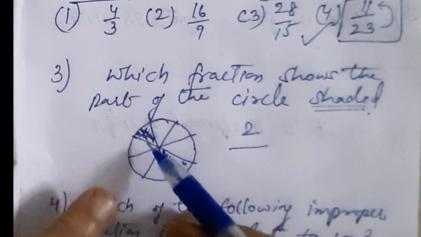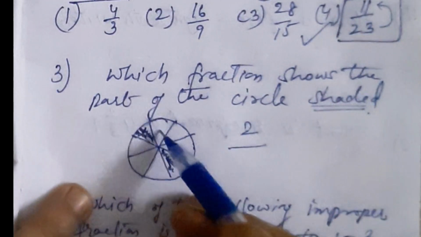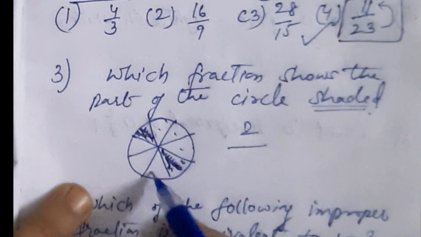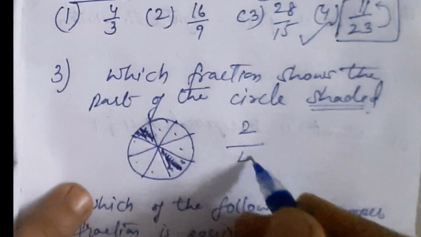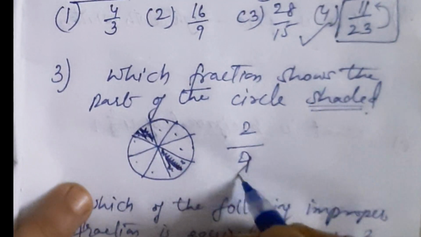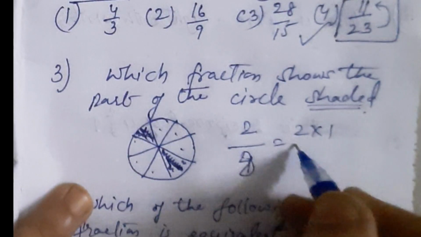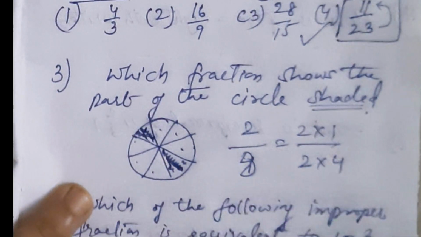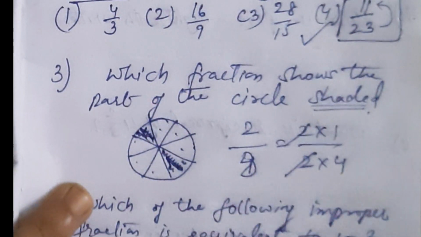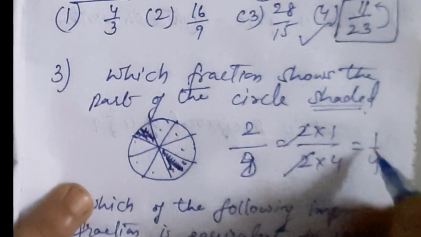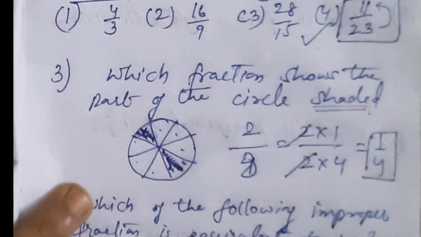Now let's count how many parts there are in total. 1, 2, 3, 4, 5, 6, 7, 8. Total 8 are there. So now go for cancellation. Both numbers come in the table of 2. 2 ones are 2, 2 fours are 8. So they get cancelled. Now the shaded fraction is 1 upon 4. This is your correct answer.